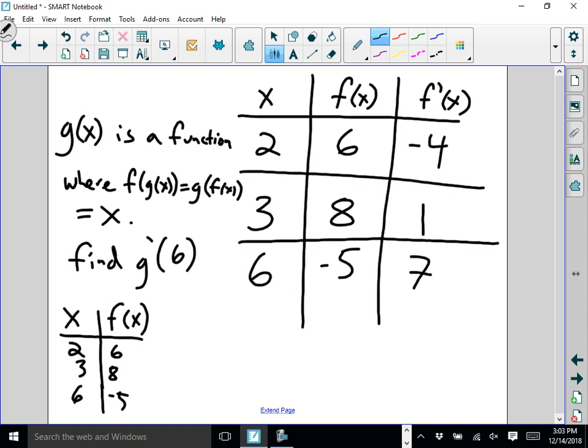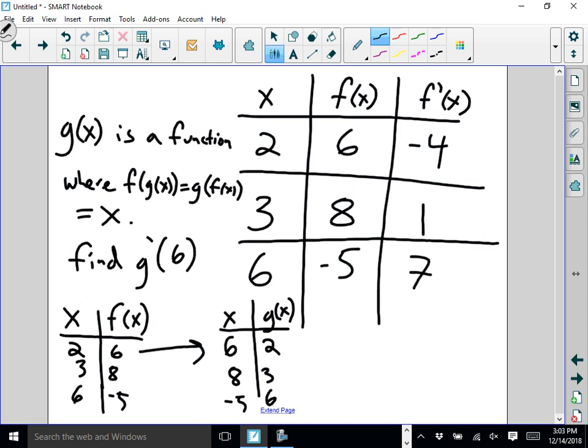Okay? So the point (2, 6), what does that correspond to on g(x)? Well, the point (2, 6), we have to flip them around to (6, 2). This point we have to flip around to (8, 3). This point we flip around to (-5, 6).